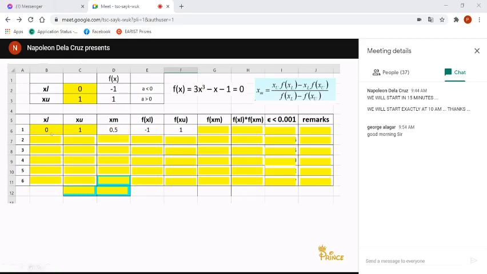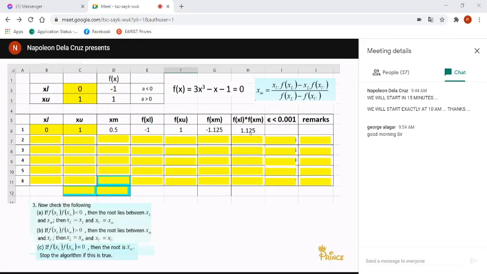Pagkatapos nun, ilalagay lang naman natin doon, f of xM, ayun, xM, 0.5. What will be now the value of this? That is negative. Okay? Then followed by the column f of xL multiplied by f of xM. Yun ang value doon. Okay? Wala muna yan dalawa kasi first trial pa lang. Okay? Next.